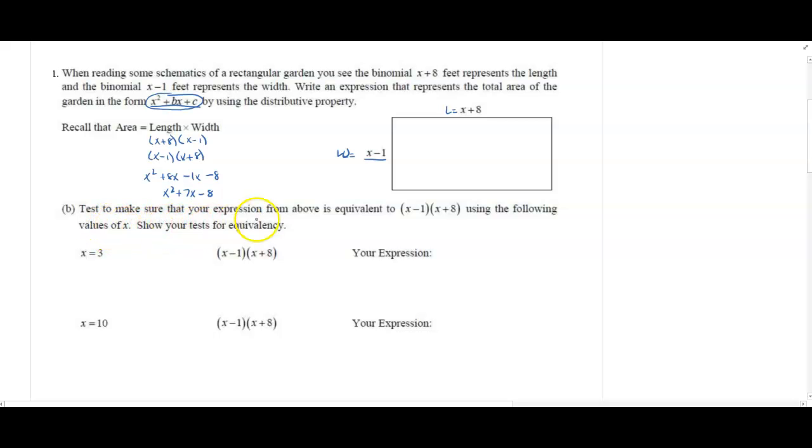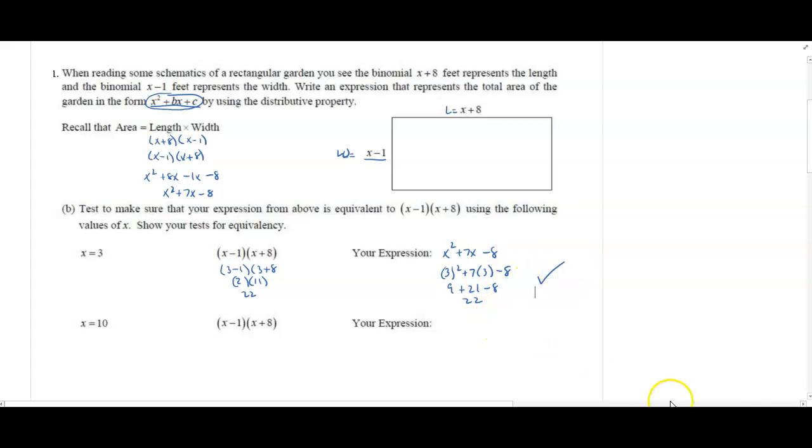Now test to make sure that your expression from above is equivalent to x minus 1 times x plus 8 using the following values of x. So what we're going to do is substitute these values in. Is 3 minus 1 times 3 plus 8. That would give me 2 times 11, which is 22. If we take our expression, x squared plus 7x minus 8, right? 3 squared plus 7 times 3 minus 8 gives me 9 plus 21 minus 8, which gives me 22.